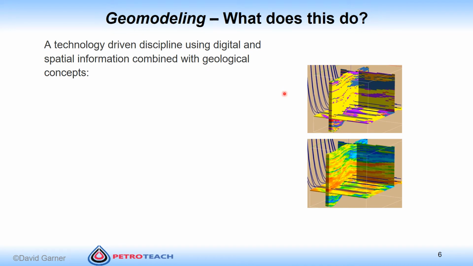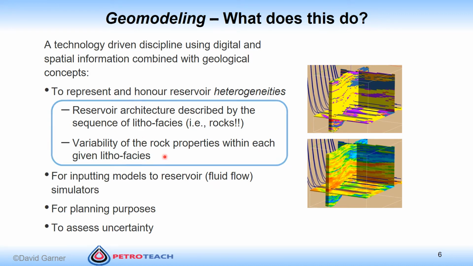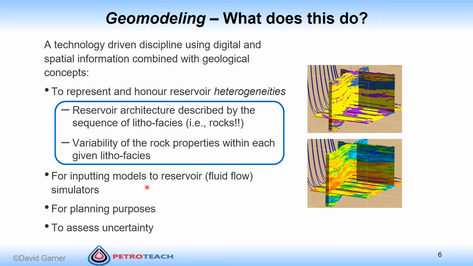Okay, so what does geomodeling do? Well, it's a technology-driven discipline. It uses digital information, that's spatial data, spatial information, which is combined with geological concepts. So we represent and honor reservoir heterogeneities, and reservoir heterogeneities are a combination of reservoir architecture described by the sequence of lithofacies, that is the rocks, and the variability of the rock properties within each given lithofacies.